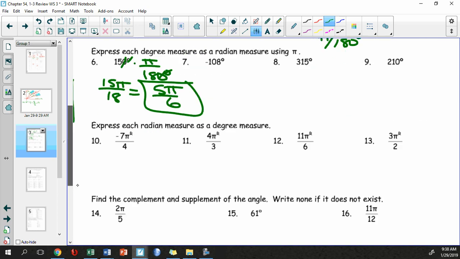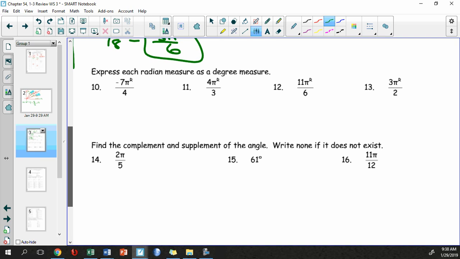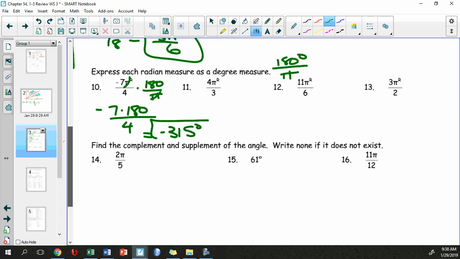Okay, down here, negative 7 pi over 4. How do I do that? I do the opposite. I'm going to multiply by 180 over pi, because I want the pi's to cancel out. Pi's cancel out. You have negative 7 times 180 over 4. When you type that in your calculator, you're going to get negative 315 degrees. Literally, type it in and let the calculator do the work for you, right? Any questions?